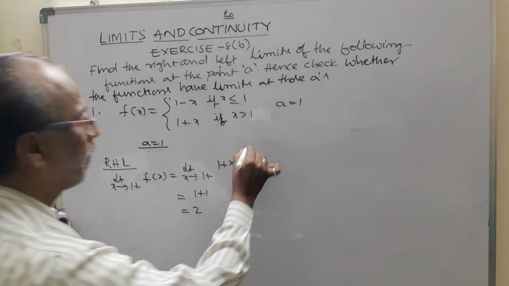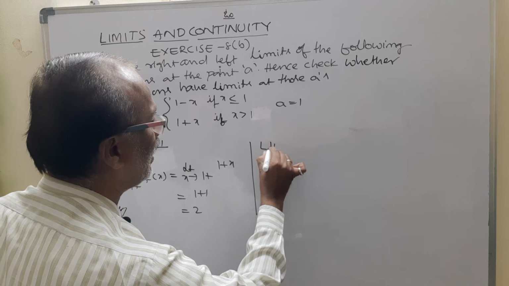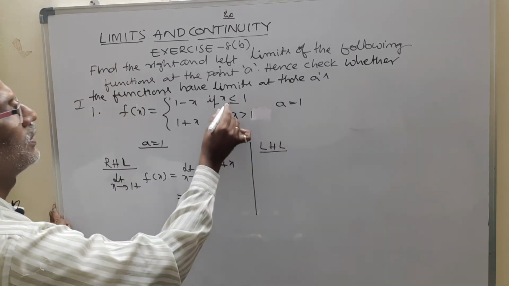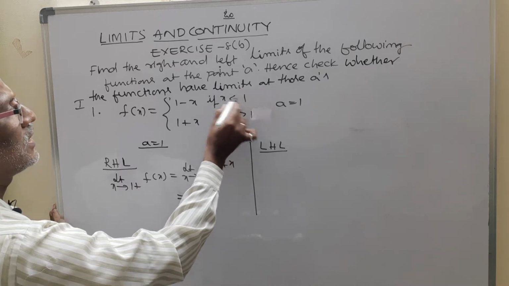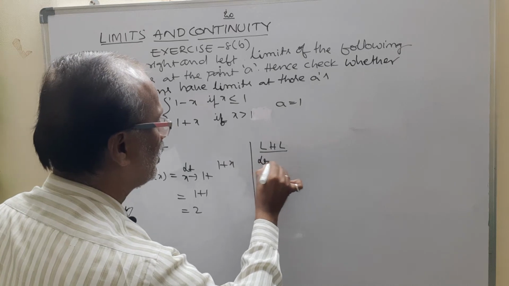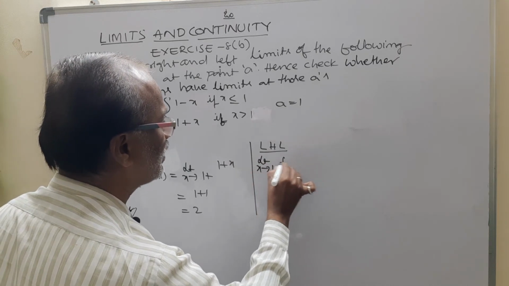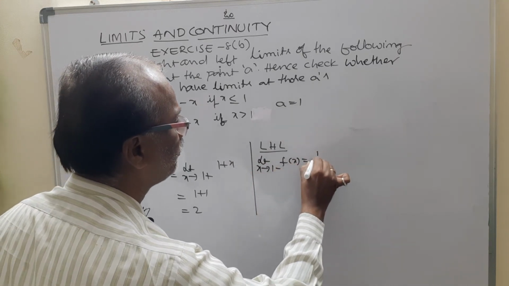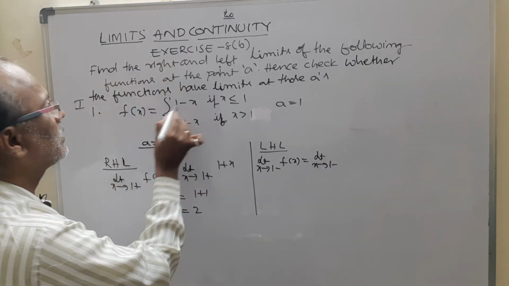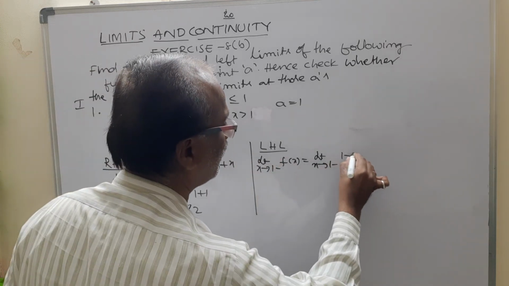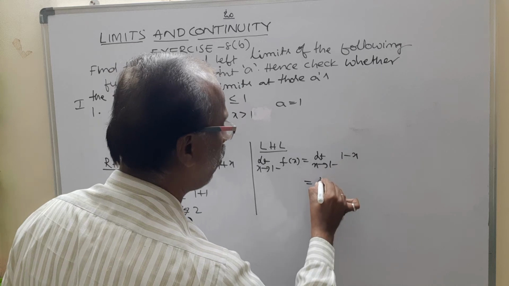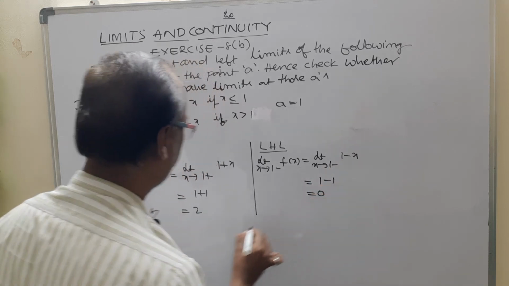Next, find the left hand limit. Left hand limit means to take the function for x less than 1. For x less than 1, f of x is equal to 1 minus x. Limit x tends to 1 minus f of x equals limit x tends to 1 minus, where f of x equals 1 minus x. Here, substituting x equal to 1, we get 1 minus 1, which is 0.